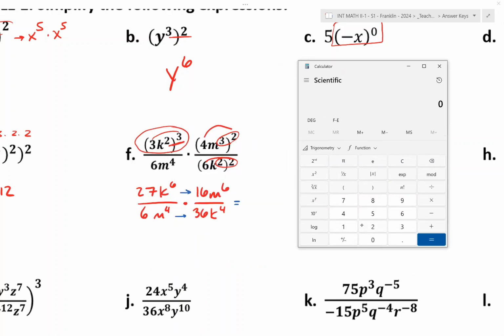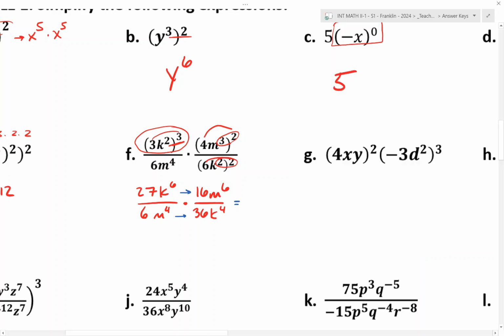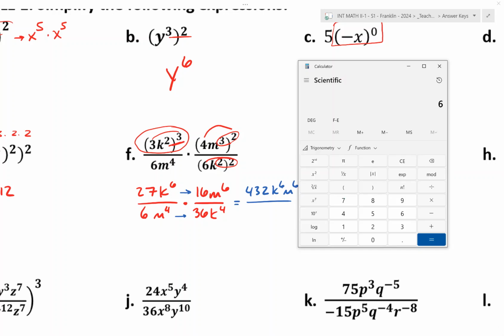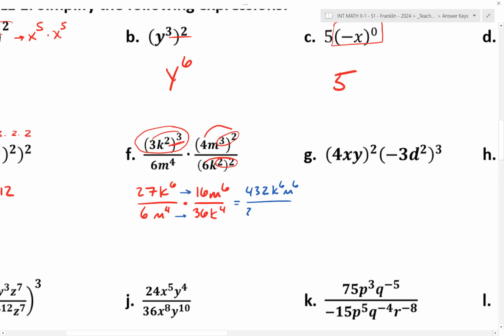So 27 times 16, I'm not going to try to do that in my head. That is 432. And then for k and m, they don't share a base. So k to the 6th, m to the 6th. Over 6 times 36, that is 216. Again, m and k, k to the 4th, m to the 4th.